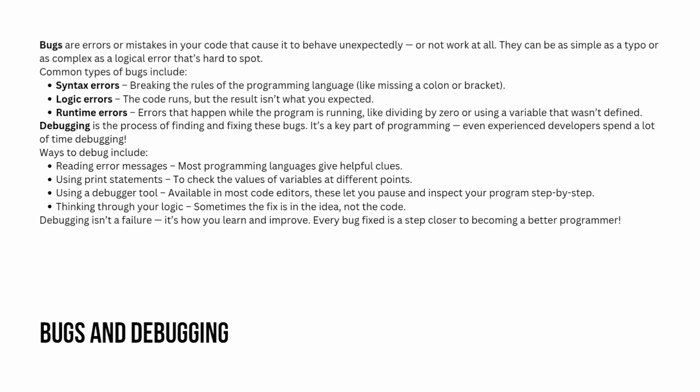It's a key part of programming. Even experienced developers spend a lot of time debugging. Ways to debug include reading error messages. Most programming languages give helpful clues. Using print statements to check the values of variables at different points. Using a debugger tool, available in most code editors, these let you pause and inspect your program step by step. Thinking through your logic. Sometimes the fix is in the idea, not the code. Debugging isn't a failure, it's how you learn and improve. Every bug fixed is a step closer to becoming a better programmer.